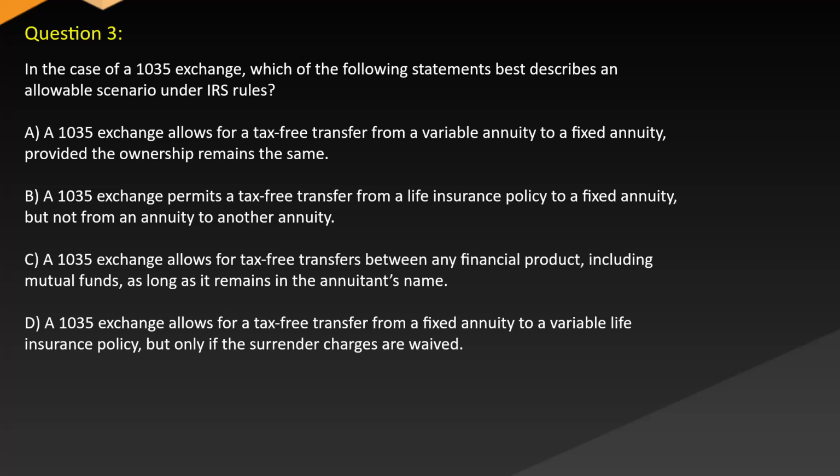C. A 1035 exchange allows for tax-free transfers between any financial product, including mutual funds, as long as it remains in the annuitant's name. D. A 1035 exchange allows for a tax-free transfer from a fixed annuity to a variable life insurance policy, but only if the surrender charges are waived.